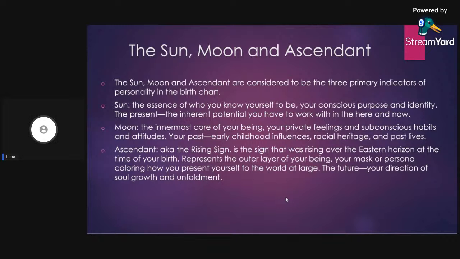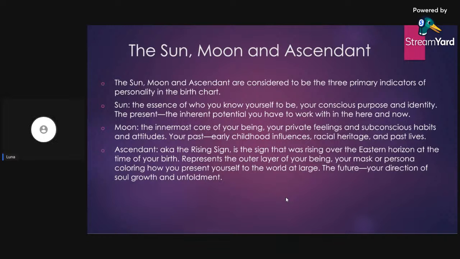The Sun, Moon, and Ascendant. The Sun, Moon, and Ascendant are considered to be the 3 primary indicators of personality in the birth chart. The Sun represents the essence of who you know yourself to be, your conscious purpose and identity. On an historic level, the Sun refers to the present, the inherent potential you have to work within the here and now. The Moon represents the innermost core of your being, your private feelings and subconscious habits and attitudes. On an historic level, the Moon refers to your past, early childhood influences, racial heritage, and past lives.